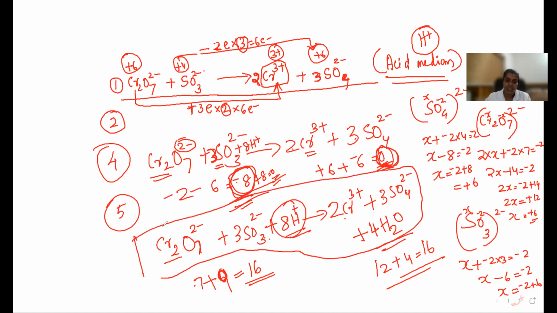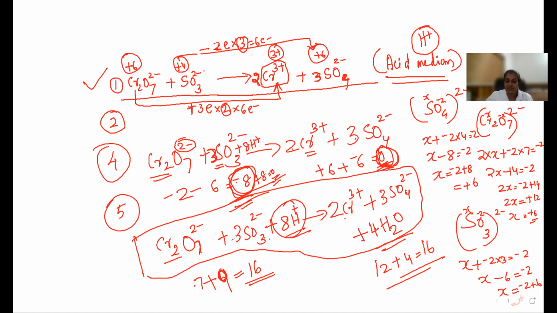So what we did is, first we write the correct formula. After that, we find out the oxidation number. After that, we find out how many electrons are lost and how many electrons are gained. And we make the number of electrons equal, and the number we used to make it equal, we write on the left side of that species on the right side of the equation. Okay. And then after that, we balance the charge and equate it to 0 on both sides.